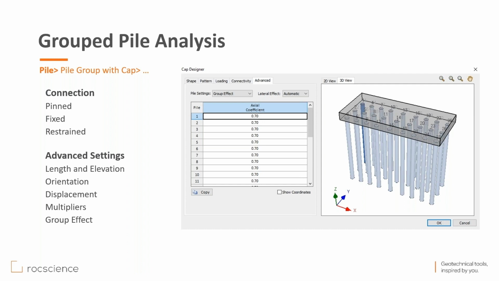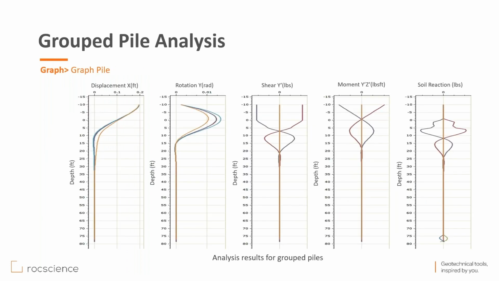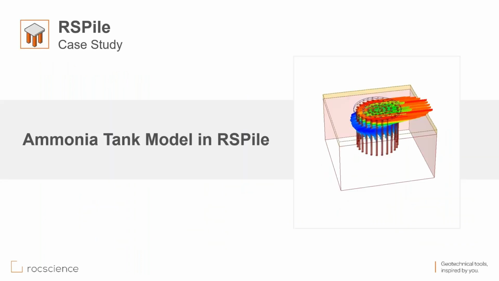The lengths and spacings of piles can be different, and they can be parameterized and generated within a short amount of time. Group effects can be modeled, and you have a variety of options to model the connection between the piles and the cap. In a moment, we will see in a specific example how they are handled.